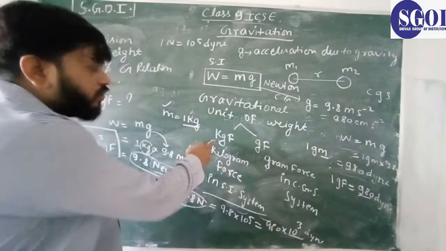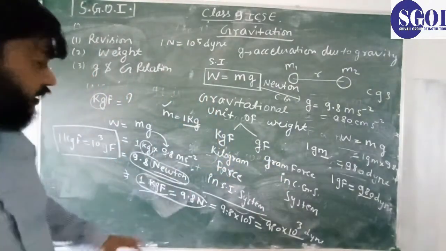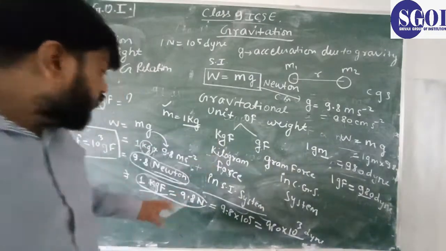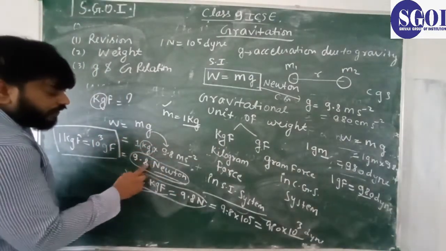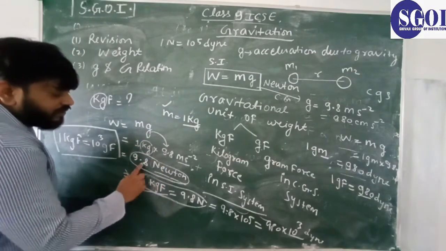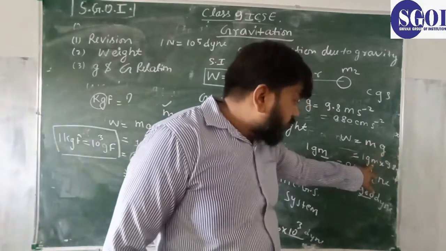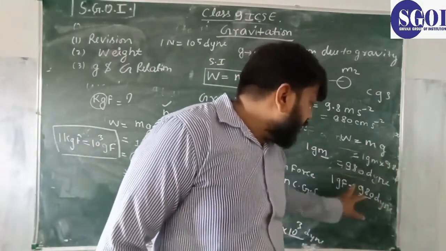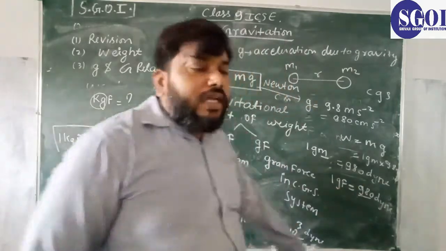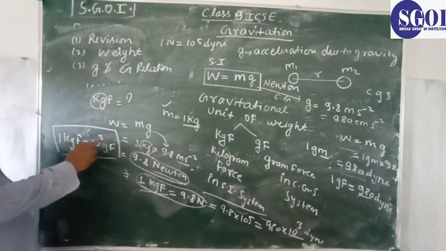Okay, because this is kilogram, this is gram. So kgf is in SI system and gf is in CGS system. There is a relation between 1 kgf and Newton. We have just solved. W equal to mg. m is 1 kg, g is 9.8, so that is 1 kgf equals 9.8 Newton. Similarly, W is equal to mg, m is equal to 1 gram, g is 980, so this is 980 dyne. So 1 gram force is equal to 980 dyne. And there is a relation between kgf and gf. 1 kgf is equal to 10 to the power 3 gf.